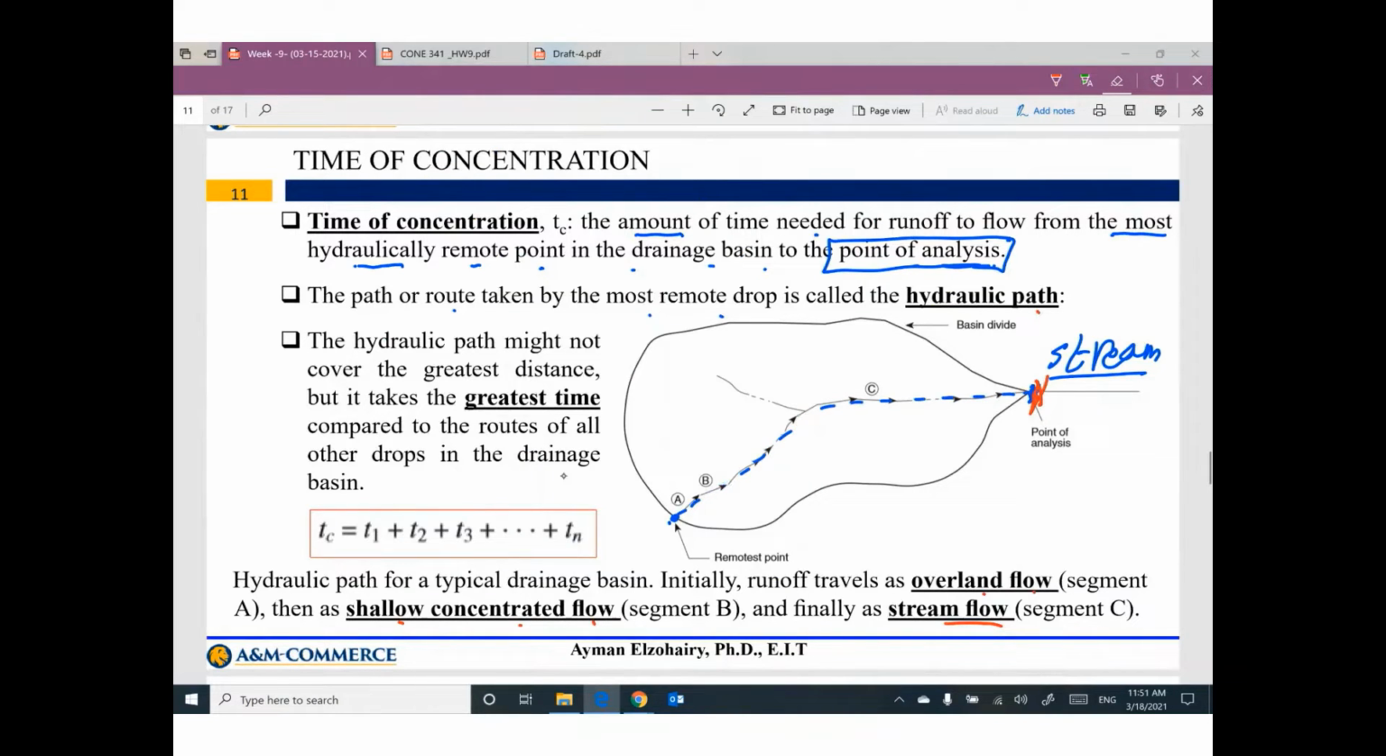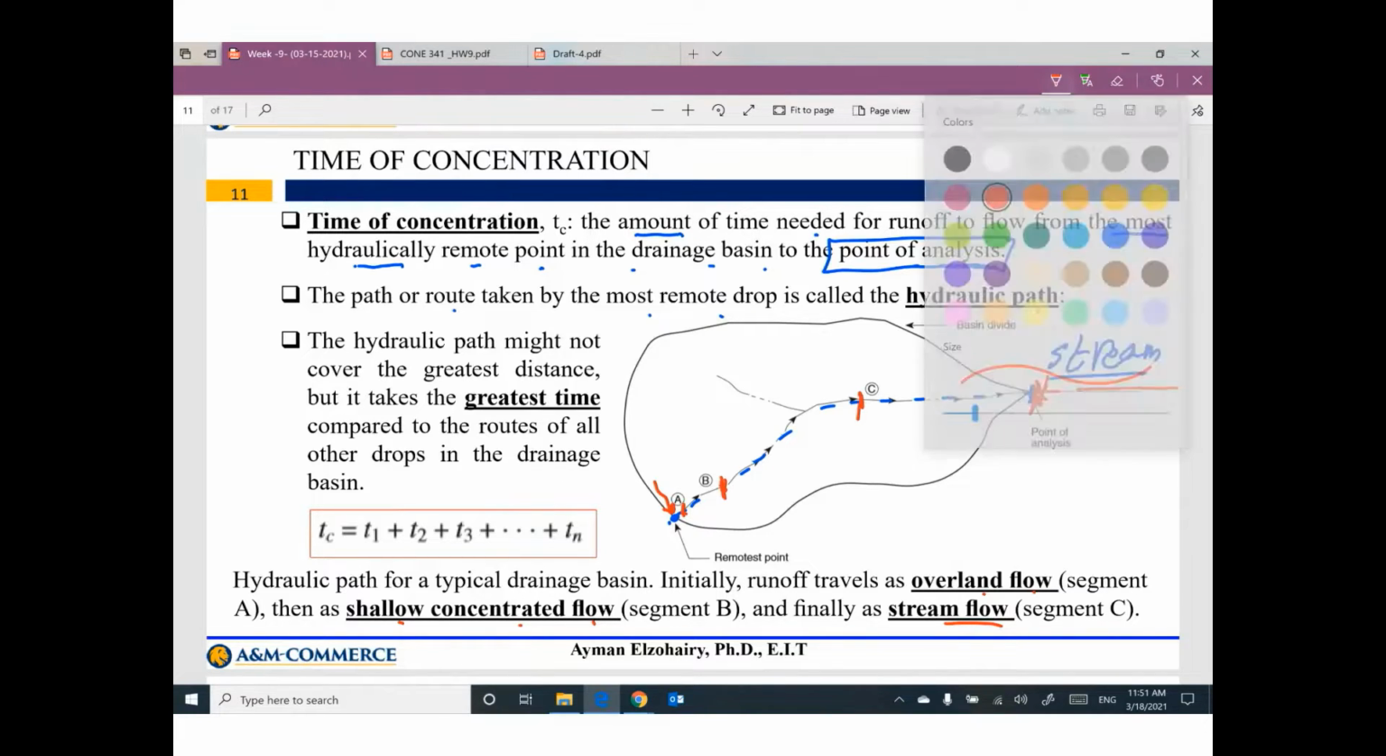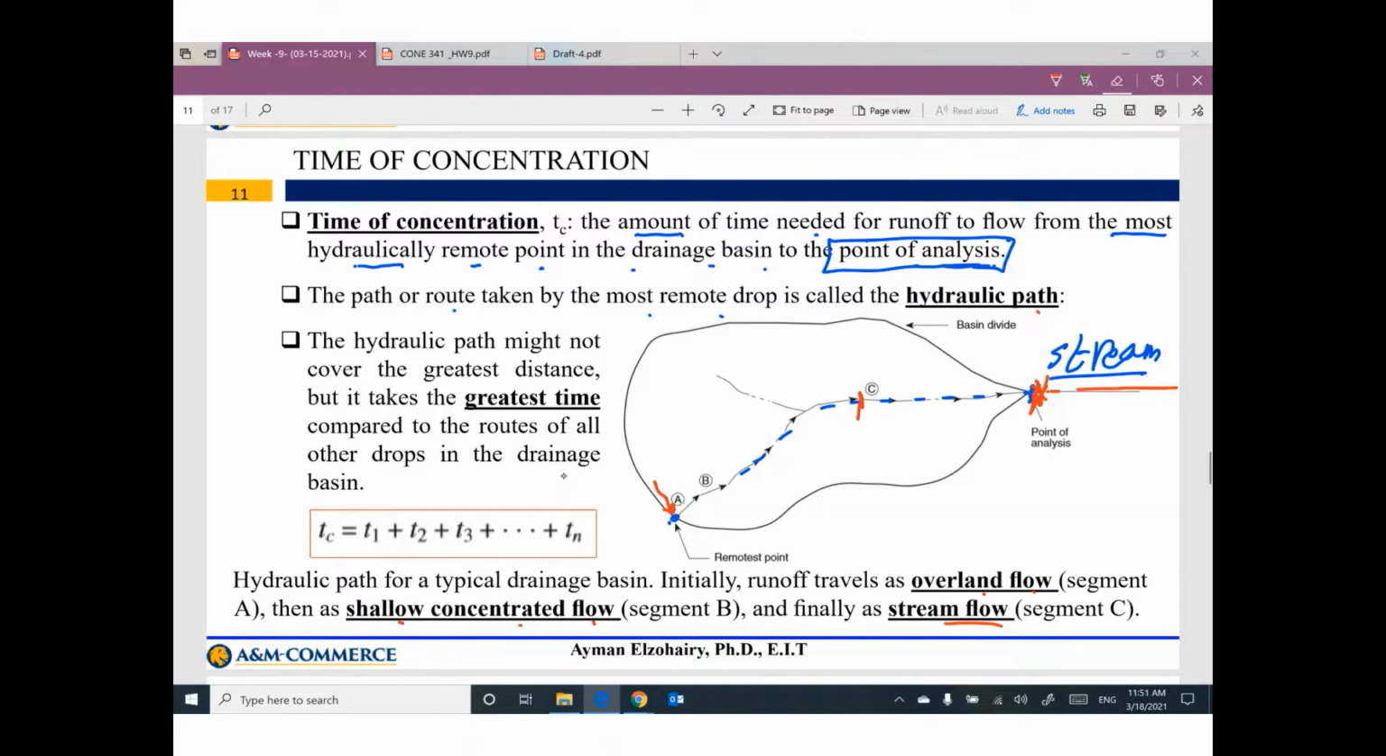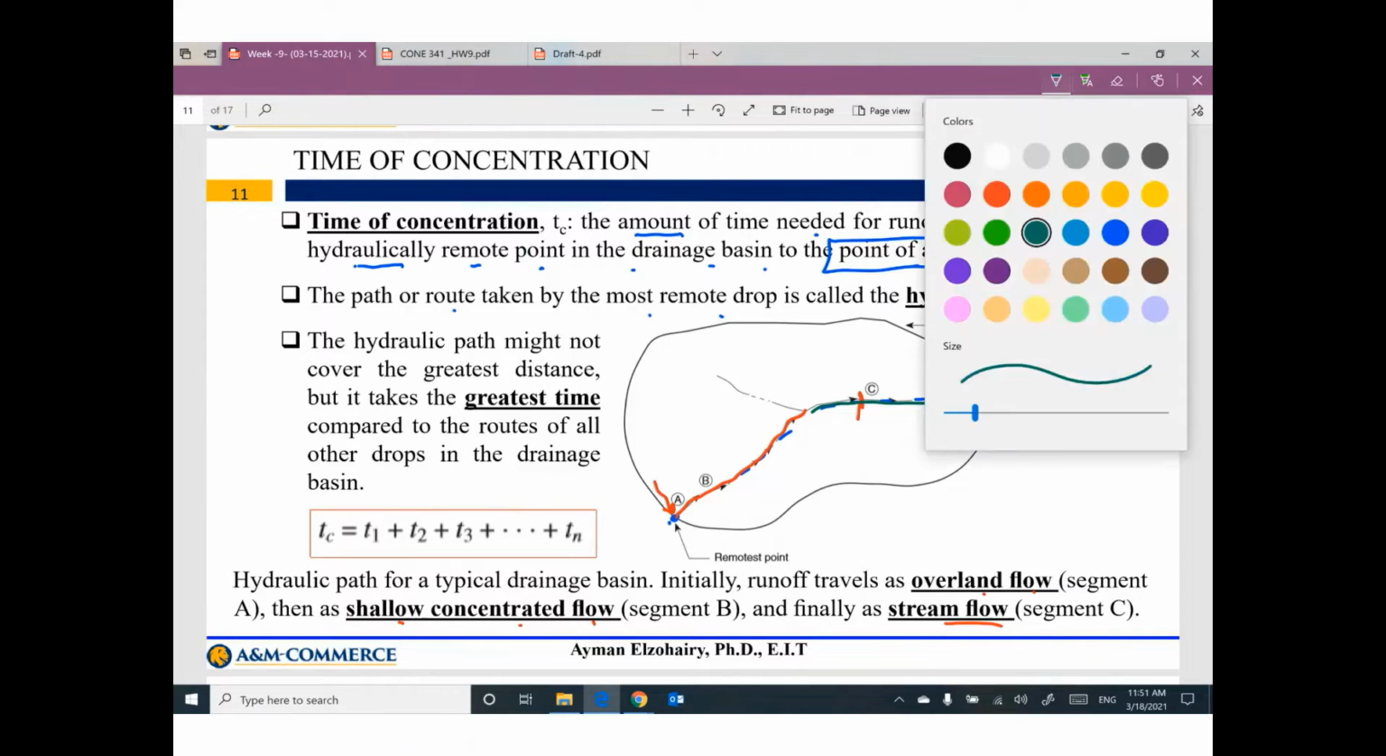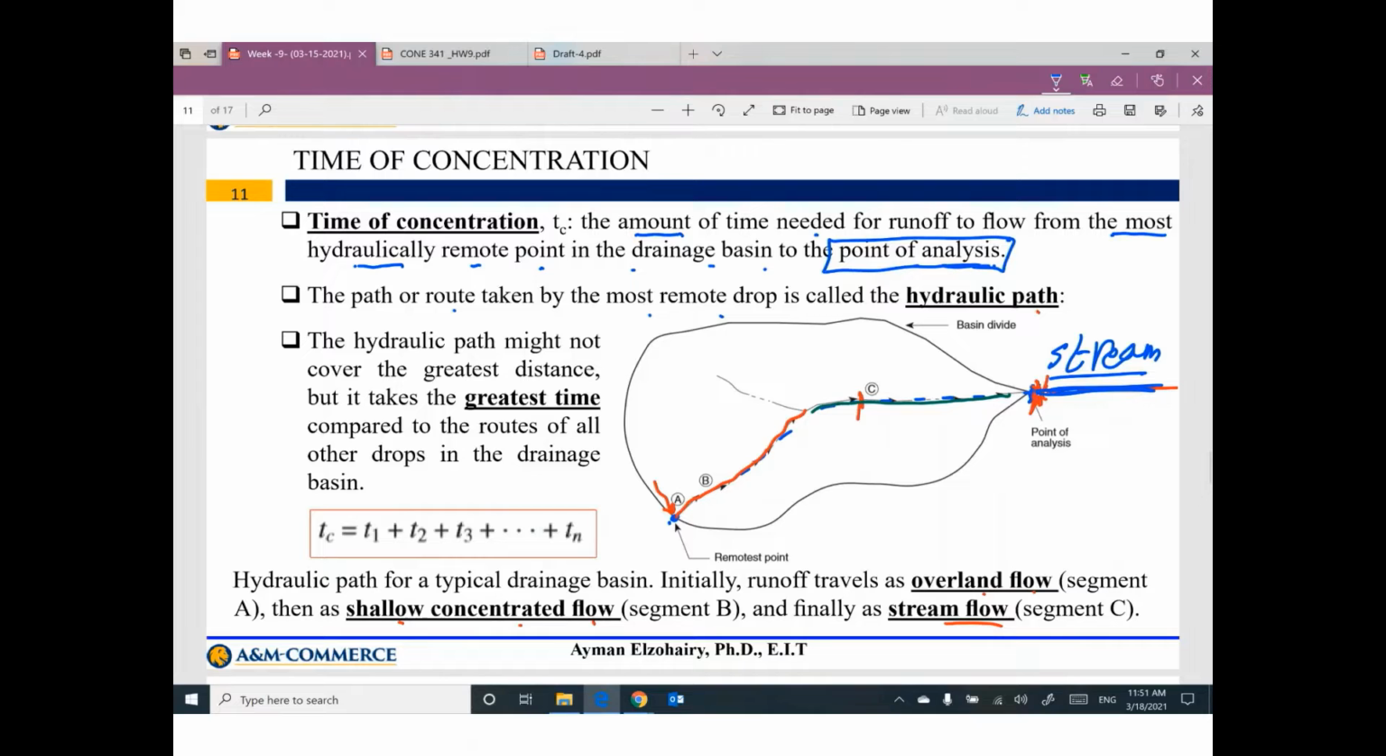The path between the location of the drop point and the point of analysis or the start point of the stream, we can divide this path into 3 parts. From A to B, then from B to C. First one looks like this, second one looks like this, third one looks like this. So 3 parts, part number 1, part number 2, and then part number 3 in the stream.